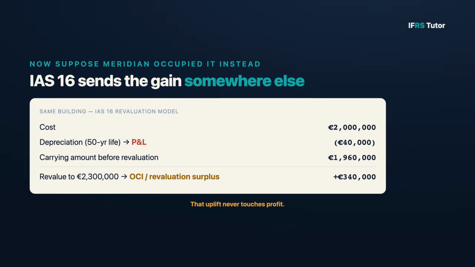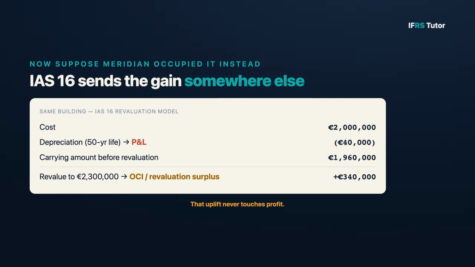Now, the contrast that makes this standard matter. Suppose Meridian occupied that same building instead. It would be IAS 16, and under the revaluation model, you'd first depreciate it, say 40,000 a year over 50 years, taking the carrying amount to 1,960,000. Then revalue to 2,300,000, a gain of 340,000. But that gain goes to other comprehensive income, into a revaluation surplus. It never touches profit.